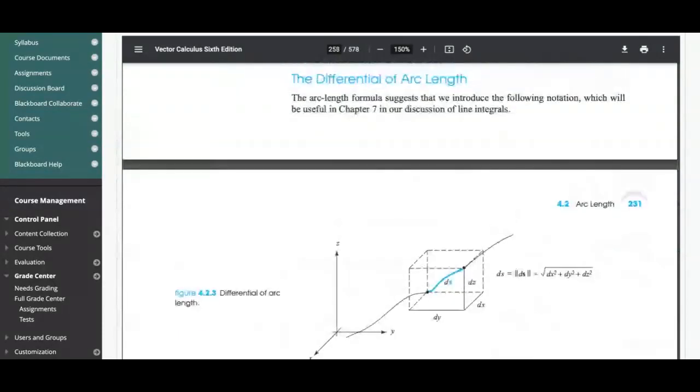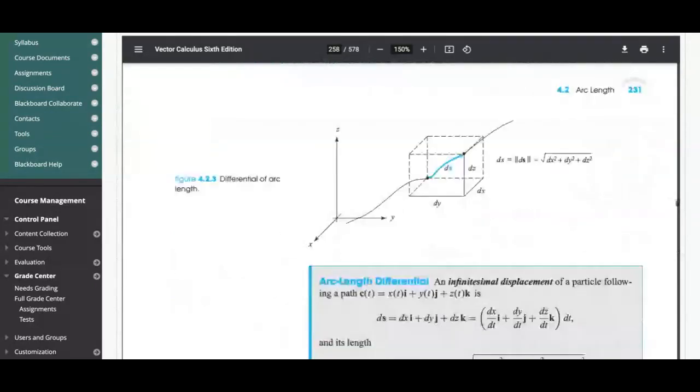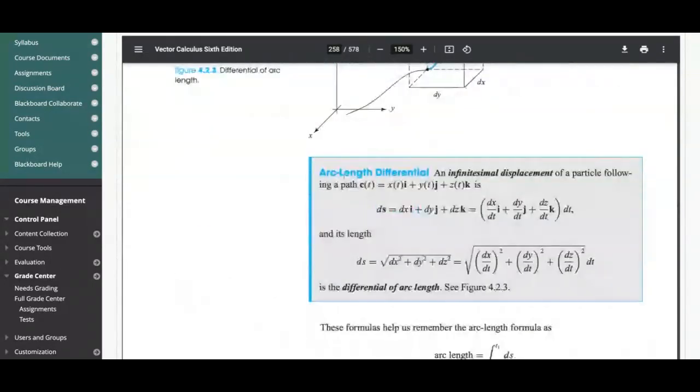The differential of arc length. Okay, so differential is a term, right? It's not a derivative, it's not differentiation, right? It's called a differential. So the infinitesimal displacement of a particle following a path c of t with 3 components is ds. So infinitesimal displacement equals dx in the first direction, dy in the second direction, dz in the third component.